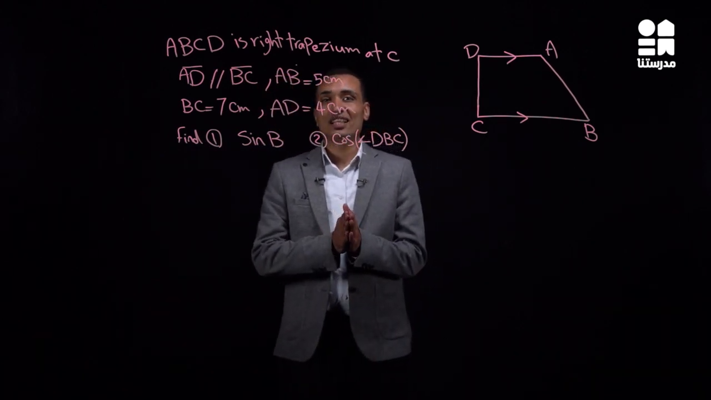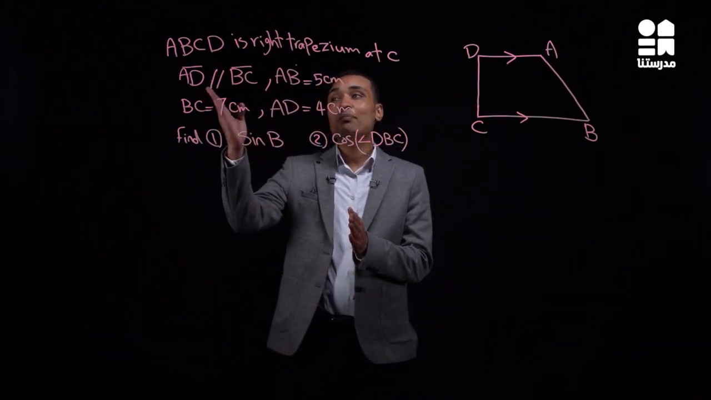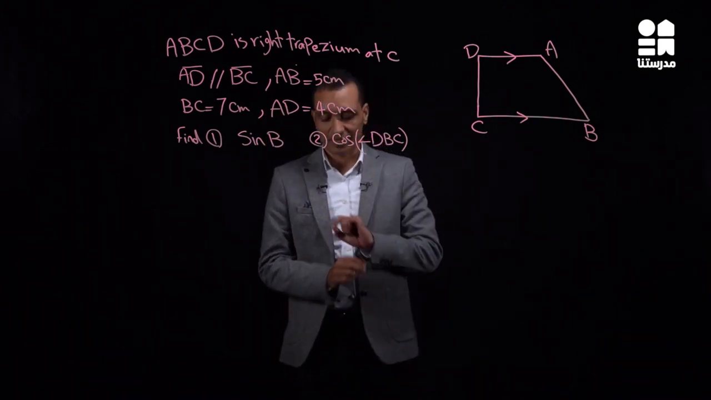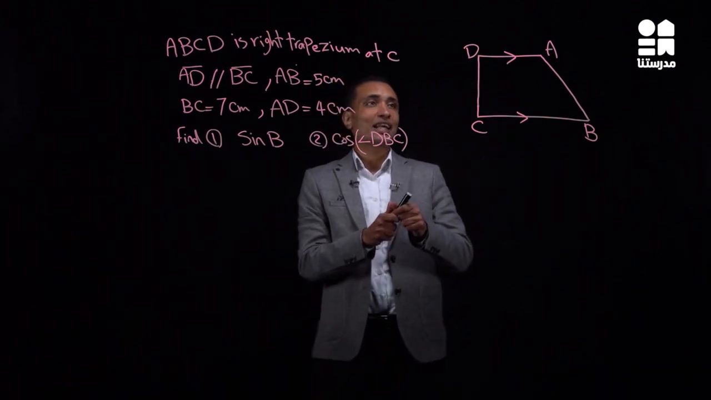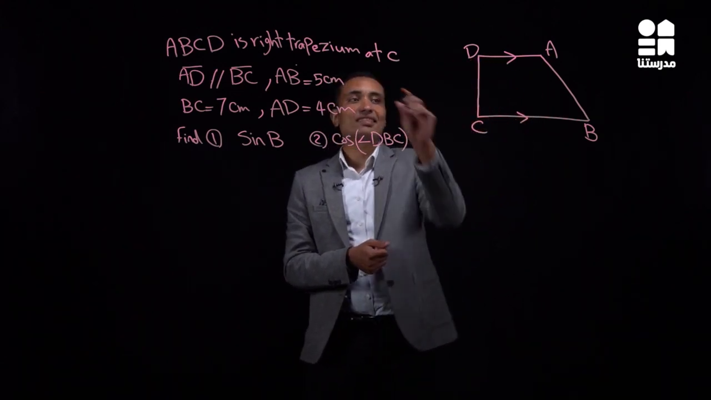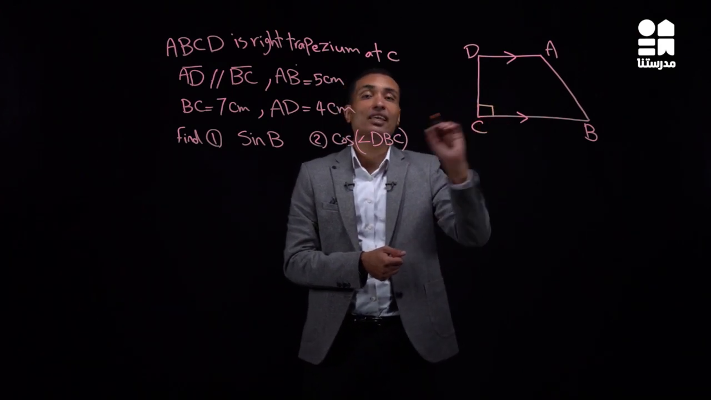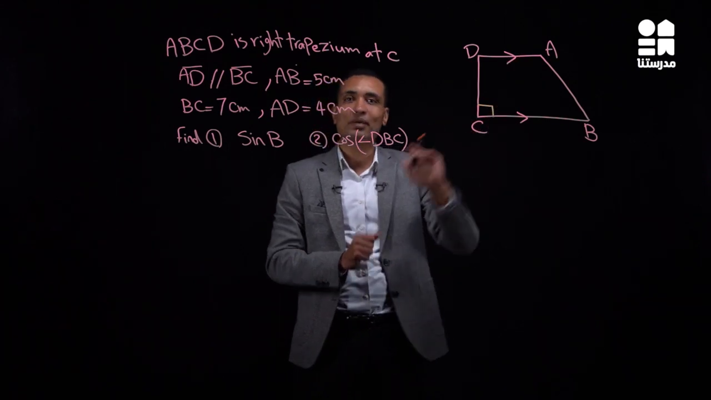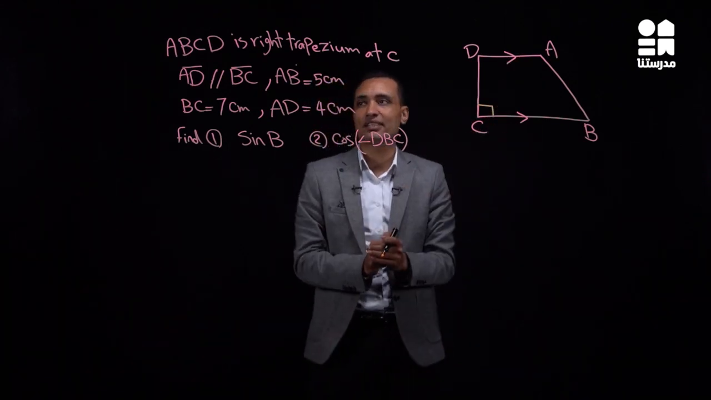ودلوقتي معانا the last question. ABCD is a right angled trapezium at C. يعني زي ما احنا شايفين معانا trapezium right at C. It means measure angle C equals 90. And AD is parallel to BC. ال AD parallel لل BC.